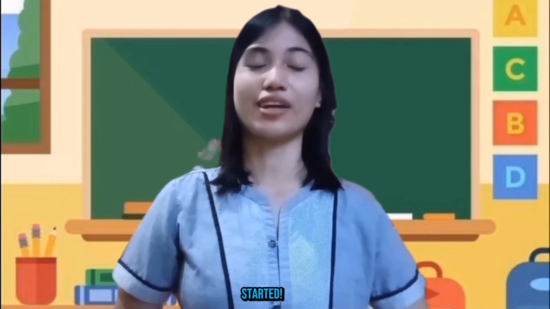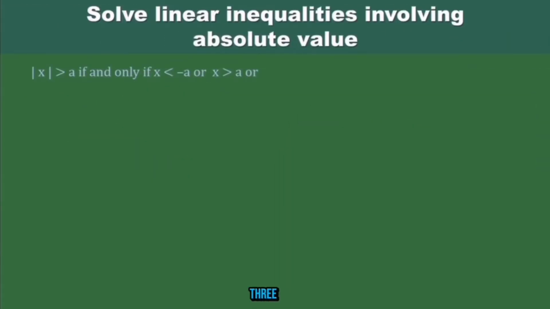Okay, let's get started. This is rule 3, which states that the absolute value of x is greater than a if and only if x is less than negative a or x is greater than a. So what's the purpose of this rule? Ang Rule 3 ay ginagamit para hanapin ang lahat ng mga numero na higit pa sa isang distansya mula sa 0.